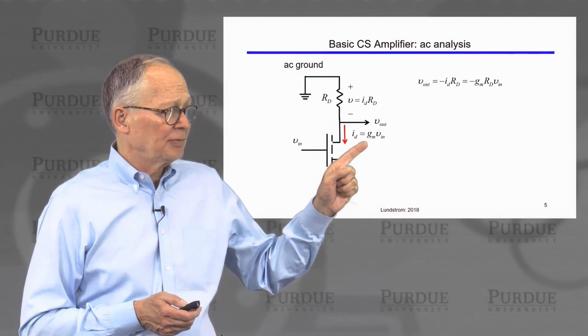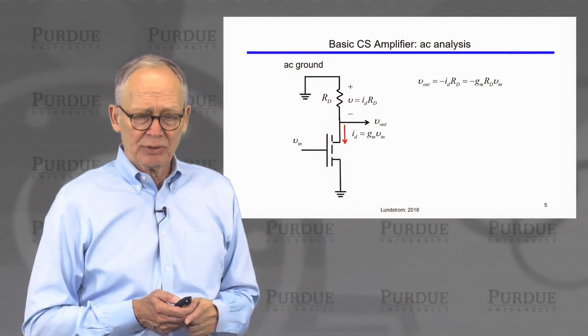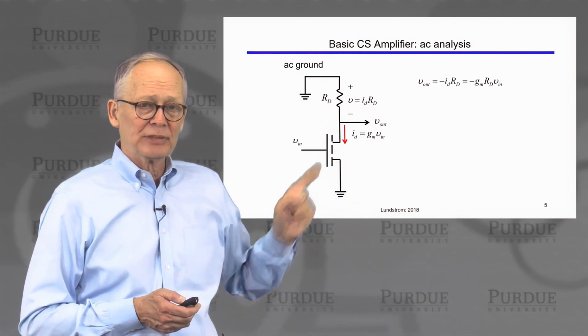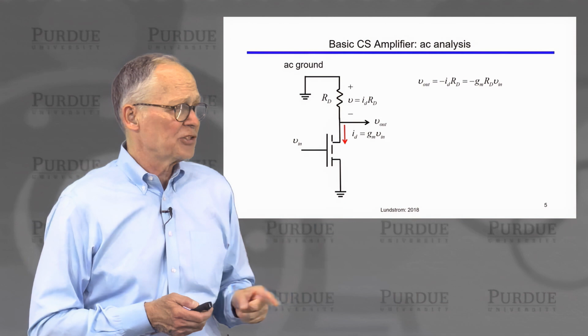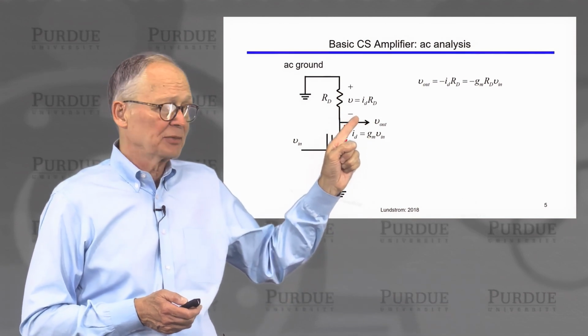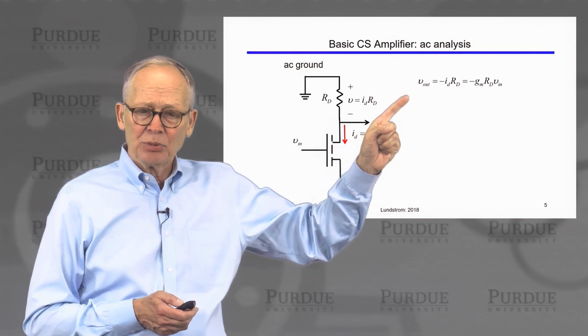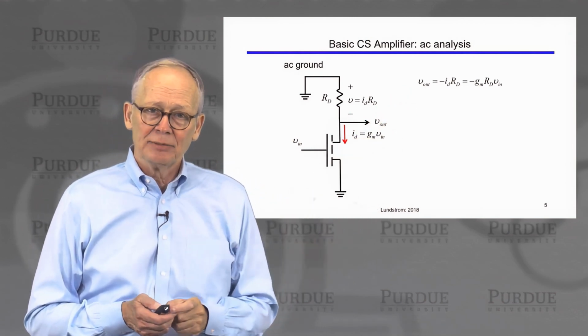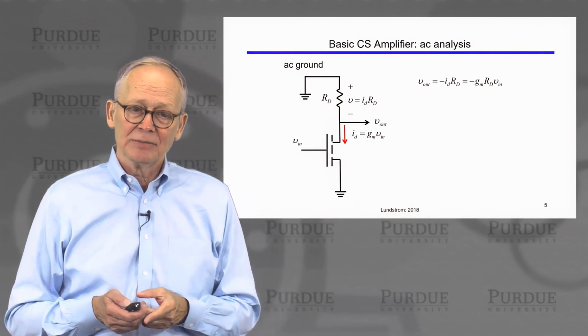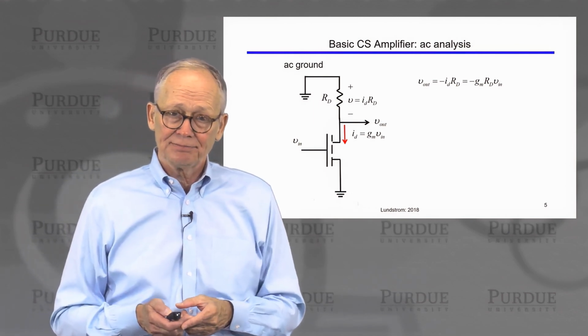And if I ask myself, what current flows, what's the output voltage? You can see that the output voltage flows through this resistor R_D, and we develop a voltage there. We're taking the output voltage at the bottom of that resistor where the sign is negative. So the output voltage is minus g_m times the value of that drain resistor, R_D, times the input voltage V_in.